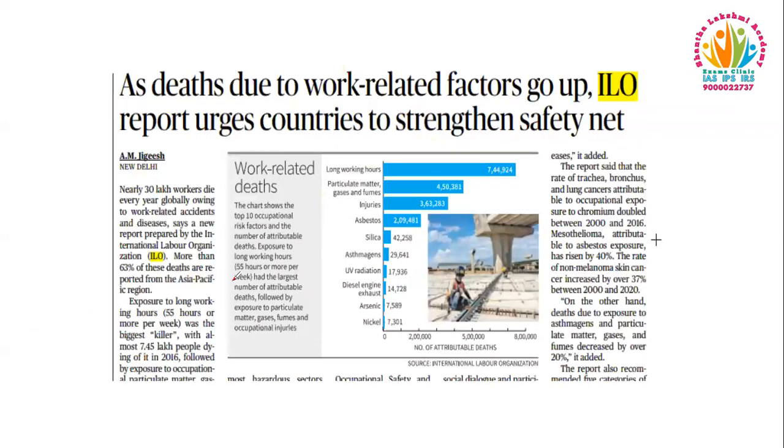So why have we been discussing this question? Because of an article in The Hindu where it is mentioned that, according to a recent report released by the International Labour Organization, nearly 30 lakh workers die every year globally due to work-related accidents and diseases. Among them, the major cause of death is exposure to long working hours, that is 55 hours or more per week. So exposure to longer working hours was the biggest killer.